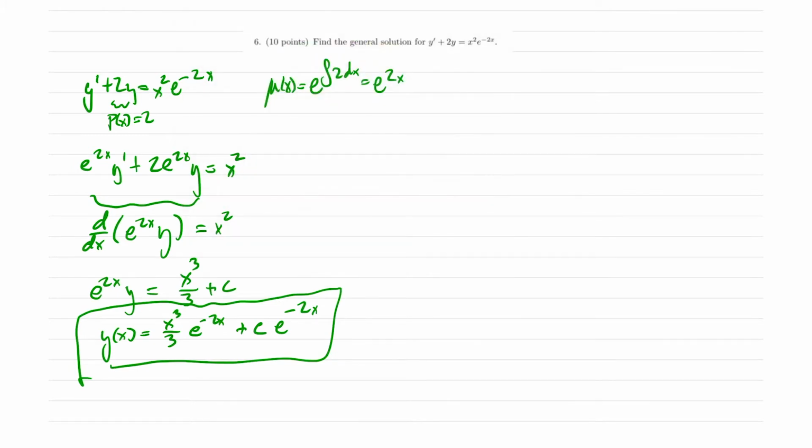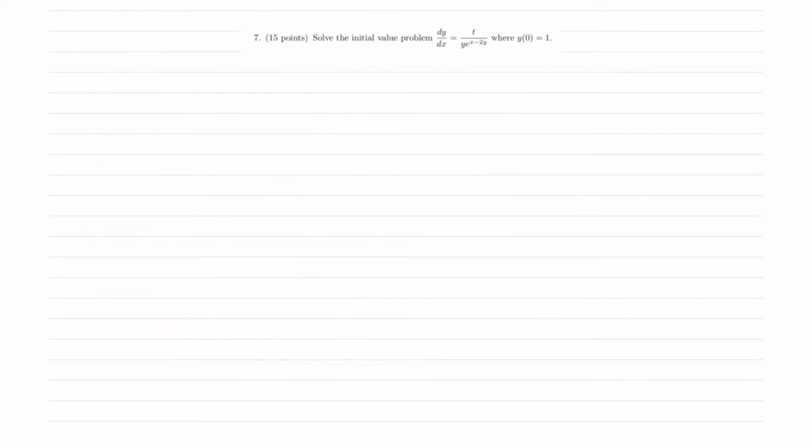And you know what? I want a different color. Let's do blue. Okay, next problem. dy by dx equals 1 over y e to the x minus 2y. These are fun little problems here.